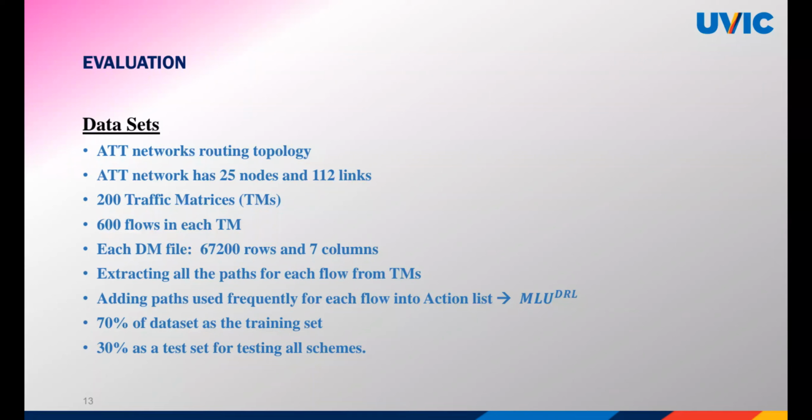In our data set, we have 200 traffic matrices, and each traffic matrix has 600 flows, and each traffic matrix file has 67,200 rows and 7 columns. And the main thing that we tried to extract from this data set was the different paths for each flow, and also the maximum link utilization, the optimal maximum link utilization that we calculated before using linear programming approaches.